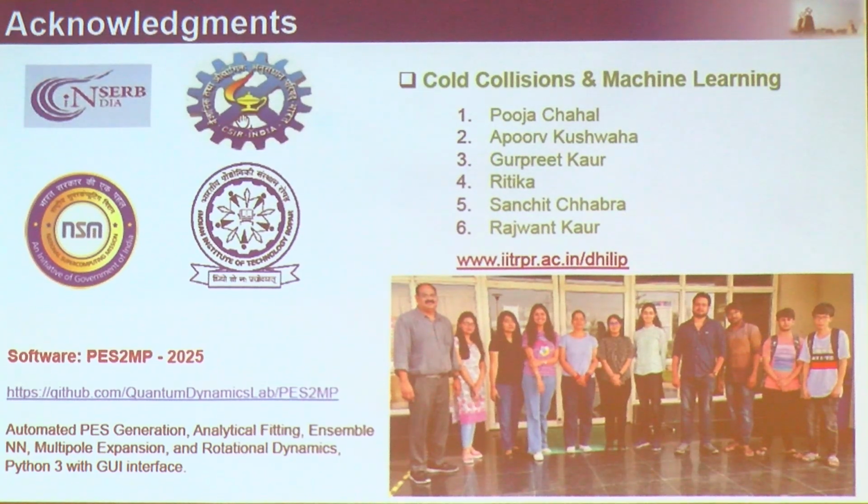Whatever we have done, we have generated as a code, which is made available on GitHub, which really helps in getting the automated point surface generation. It does the fitting, and then the NN ML techniques one can do, and finally the code helps to compute the multipole expansion, and then it integrates with the MOLSCAT code to get the rate coefficient. These are all automated and made available in this link. And recently we have developed the GUI interface also for getting these parameters.